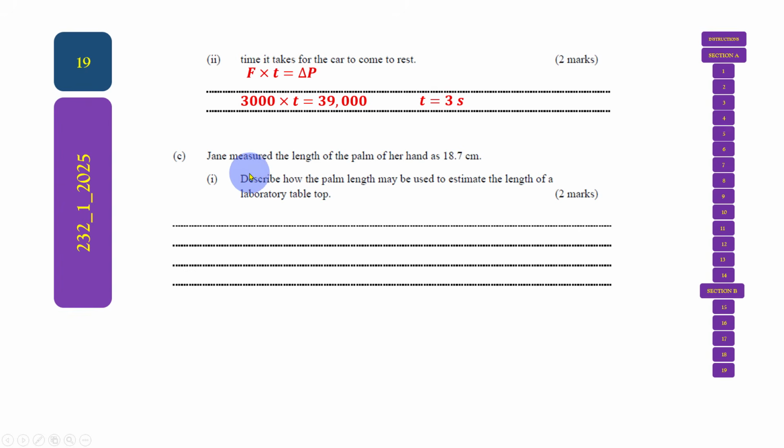13 seconds. C. Jane measured the length of the palm of her hands as 18.7 centimeters. Describe how the palm length may be used to estimate the length of a laboratory tabletop. So, this is what she's going to do. She's going to determine the number of palm lengths and multiply it by the length of her palm. That is what she will do.